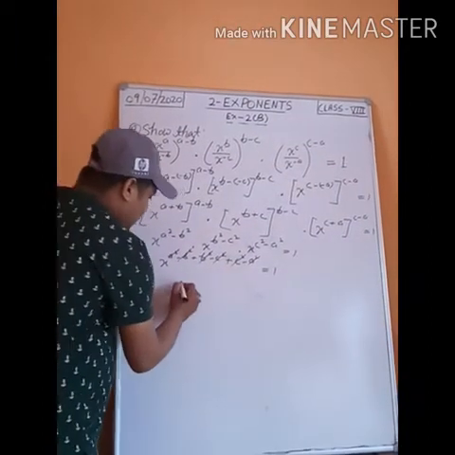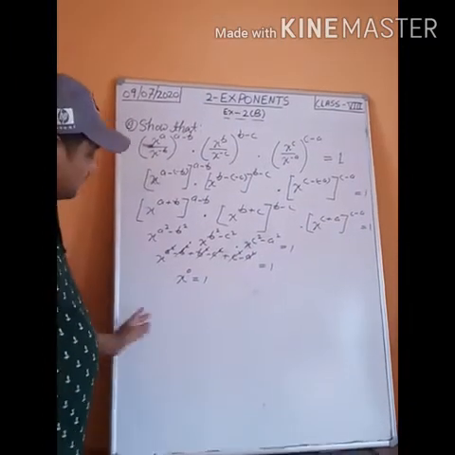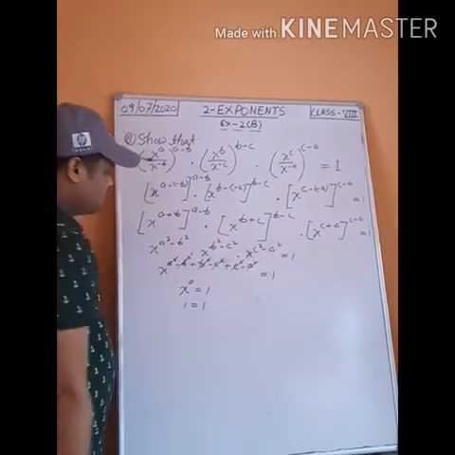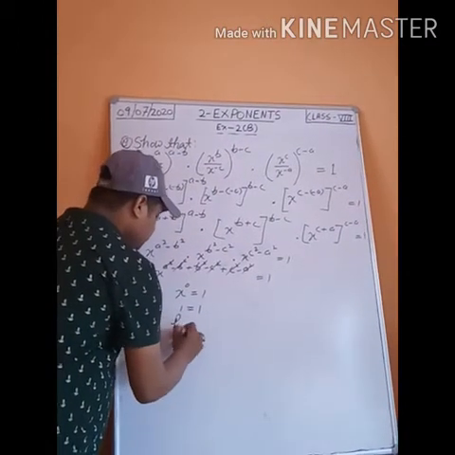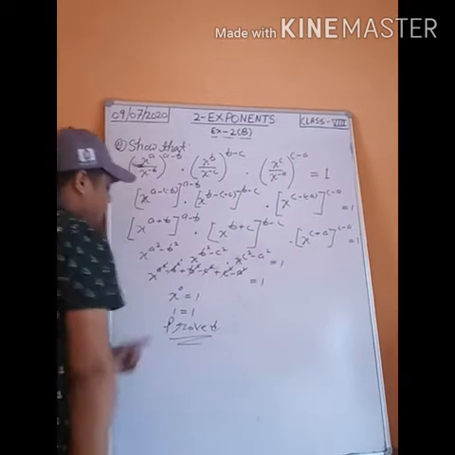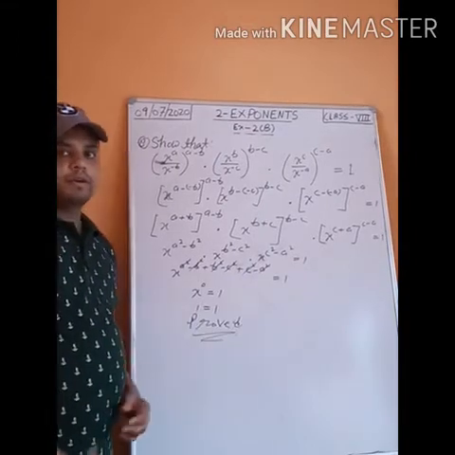It means x raised to the power 0 is equal to 1. So x raised to the power 0 means 1 is equal to 1. So proved. You can see LHS is equal to RHS. 1 is equal to 1.